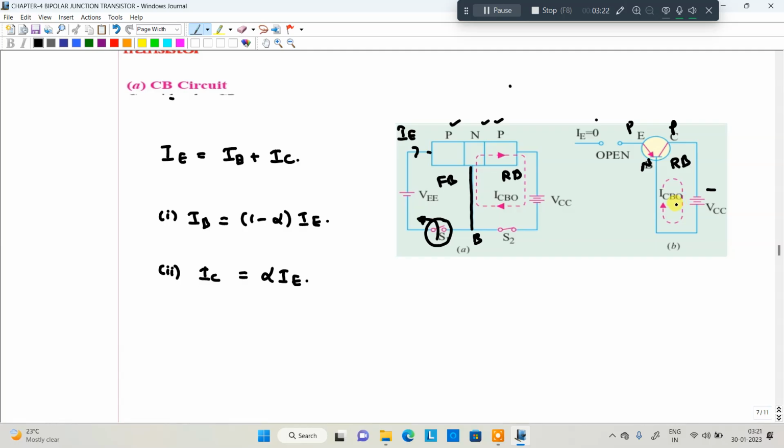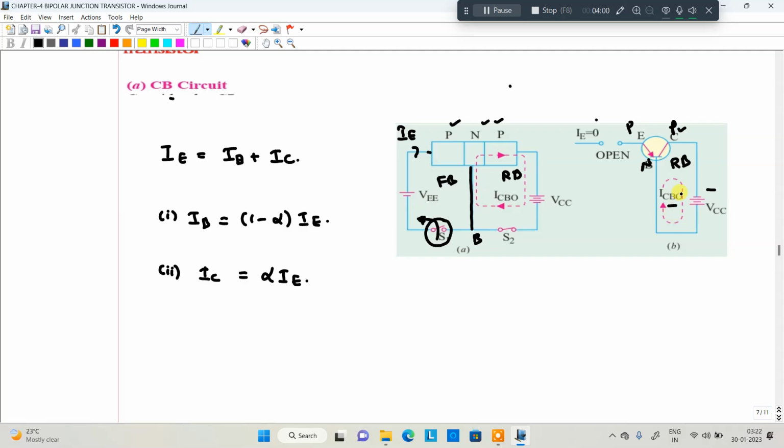The reverse saturation current is nothing but, in this case, the leakage current in the transistor. It is the same as one junction, same as a diode. In reverse bias, leakage current will be generated. What is meant by leakage current? It is due to the minority charge carriers. What are the minority charge carriers? In this case it is a PN junction. The minority charge carriers in p-type material are electrons, and in n-type material are holes. Due to the minority charge carriers, some current will circulate throughout the output side.